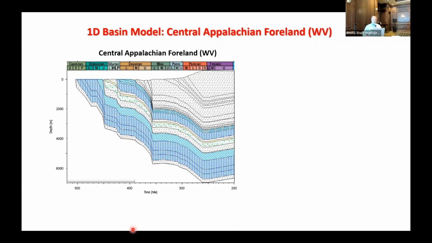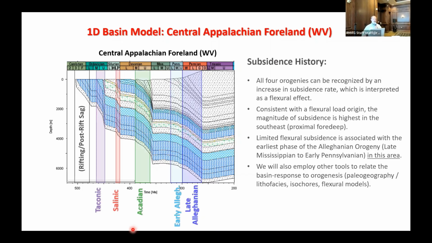And so in brief, we're seeing the rift, post-rift sag in the Cambrian. We're seeing this middle to upper Ordovician Taconic event, seeing the upper Silurian short duration event, the Salinic, the Acadian, shown in green here. And then we're seeing the late Alleghanian occurring mostly in the Virgilian, the latest Pennsylvanian through Permian. So all 4 orogenies can be recognized by this increase in subsidence rate, and we've interpreted this and can easily model it as flexural effect.